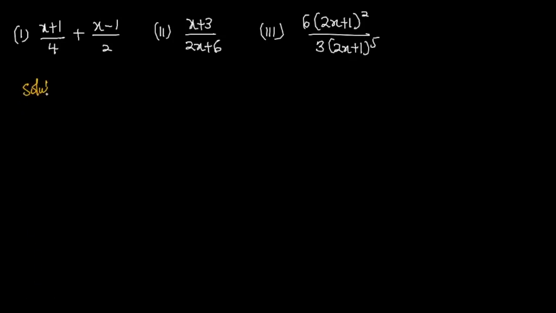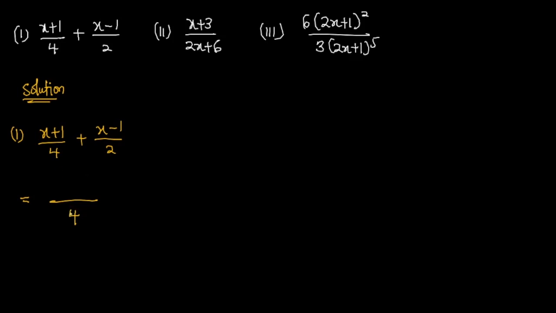So, solution. Now you can pause the video, go ahead and simplify this expression, and then we compare our answers at the end. Alright, so the first expression, we have x plus 1 on 4 plus x minus 1 on 2. Now we have two different fractions that we are supposed to add. They have different denominators, so they are unlike fractions. So we need to find a common denominator for them. Now if we look at 4 and 2, the common denominator for them will be 4.